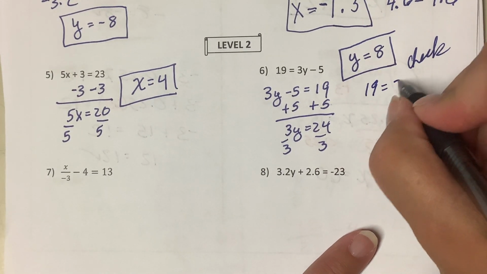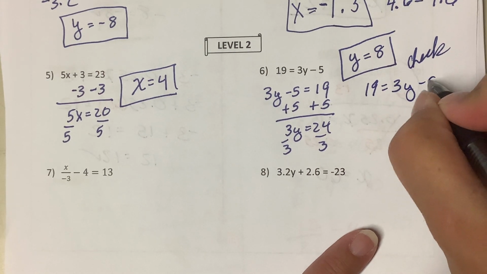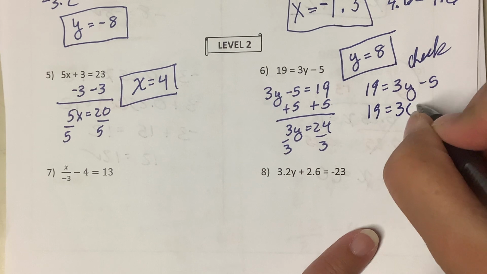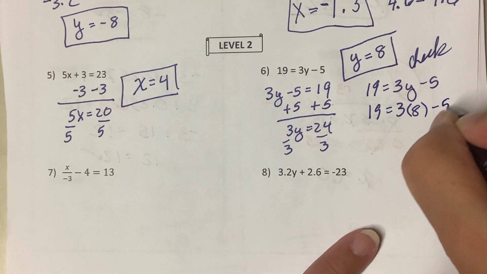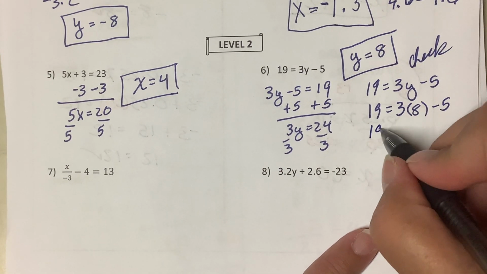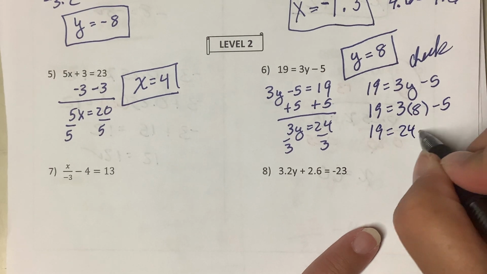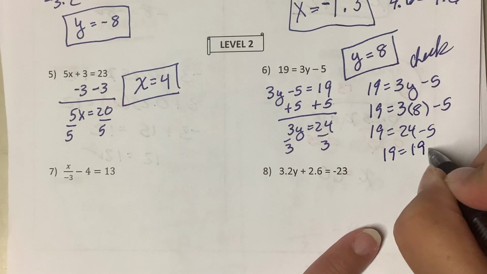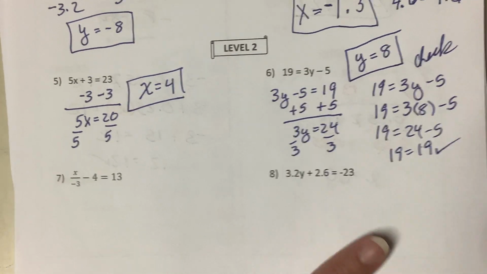19 equals 3 times y minus 5. 19 equals 3 times 8 minus 5. 19 equals 24 minus 5. 19 equals 19. And it checks, I did it right.